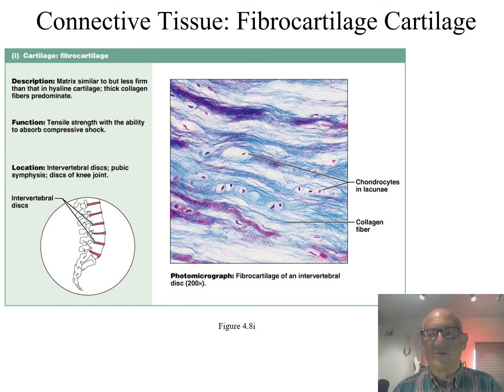Fibrocartilage looks like this. We can see the collagen fibers, not as densely packed as we would see in dense regular connective tissue. And we also see the chondrocytes living in lacuna here. The major place we find this is in the intervertebral discs. It has good tensile strength, and absorbs compressive shocks, but it doesn't absorb lateral loading forces very well. That's why the discs are prone to injuries with lateral loading forces.